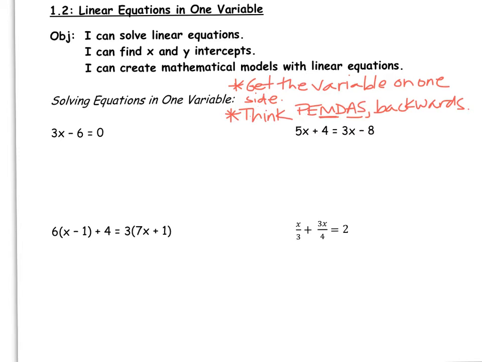Solve each of these equations for x. 3x minus 6 equals 0. This should just be a quick two-step process. If we're going to get rid of anything being added or subtracted, the 6 is being subtracted. We'll move it over by adding. And then 3 is being multiplied by x, so we'll divide it. Make sure to simplify as best you can. 6 divided by 3 is 2.